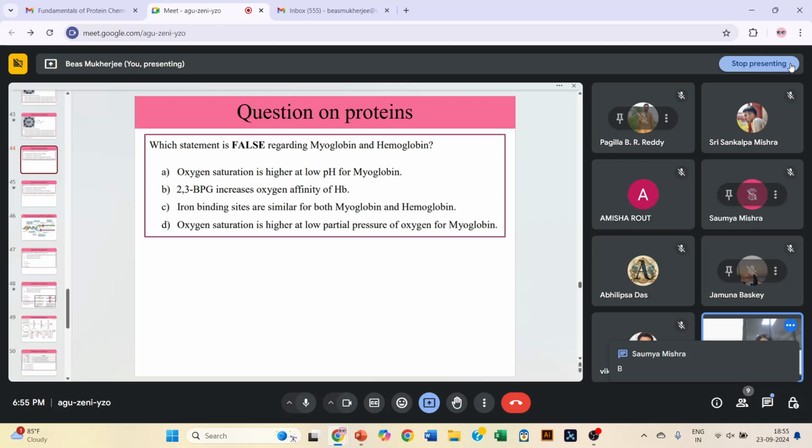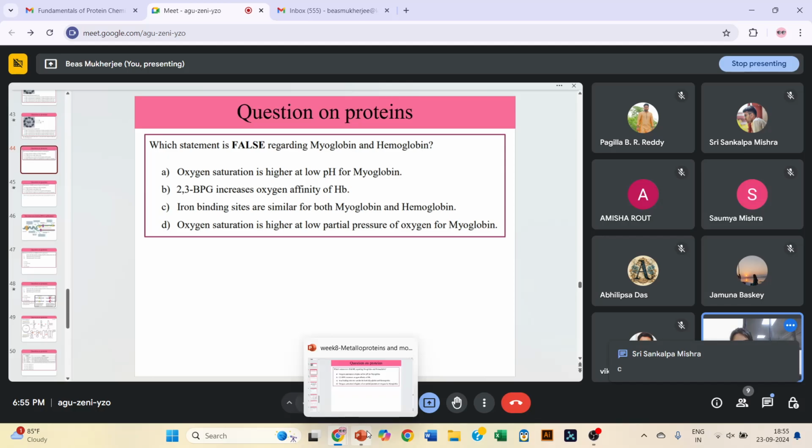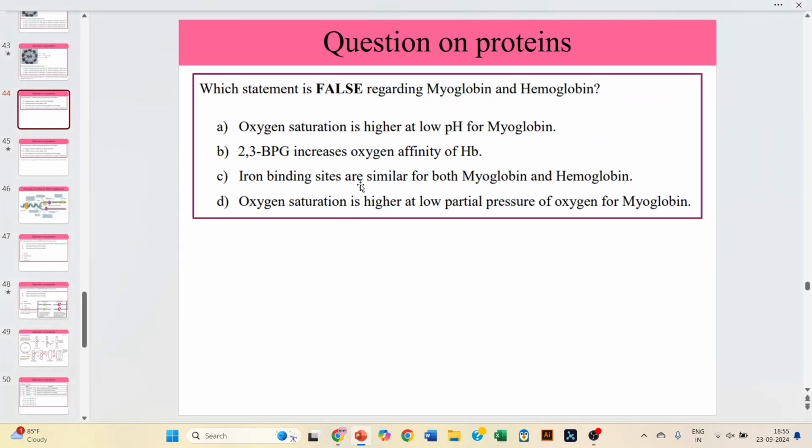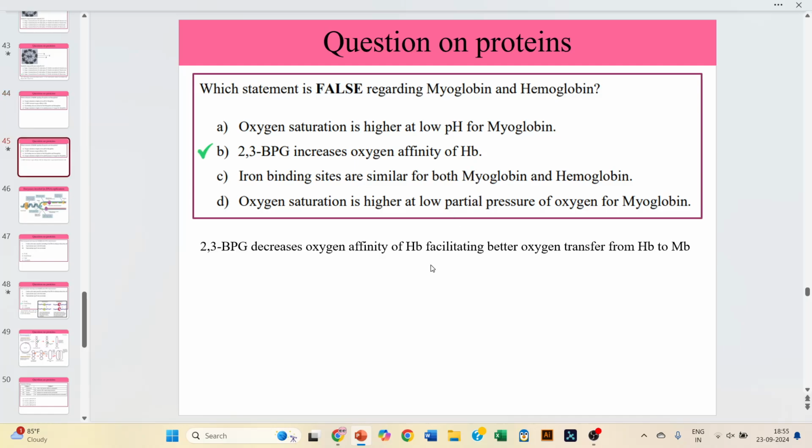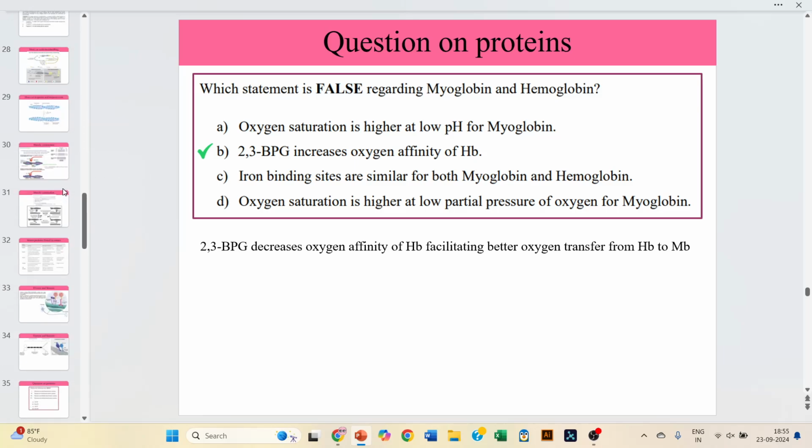Oxygen saturation, B is false. 2,3 BPG increases oxygen affinity of hemoglobin. Okay, so you're saying that it is false. Let's see. Achha, I'm getting two different answers. Iron binding sites are similar for both myoglobin and hemoglobin. Yeah, so B is the false answer. It decreases oxygen binding affinity. And iron binding sites are the same for both hemoglobin and myoglobin.